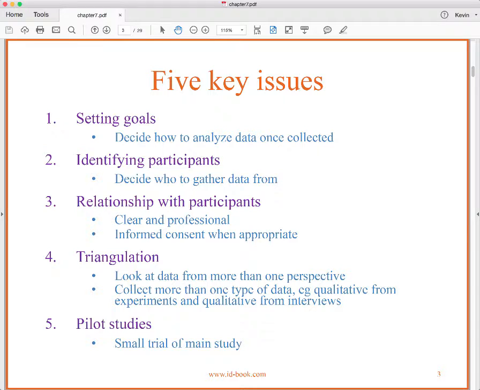So there are 5 key issues. Setting goals, identifying participants, defining our relationship with the participants, triangulation, which we'll get to, and pilot studies. So, what about setting goals? Well, we need to decide how to analyze the data once collected.